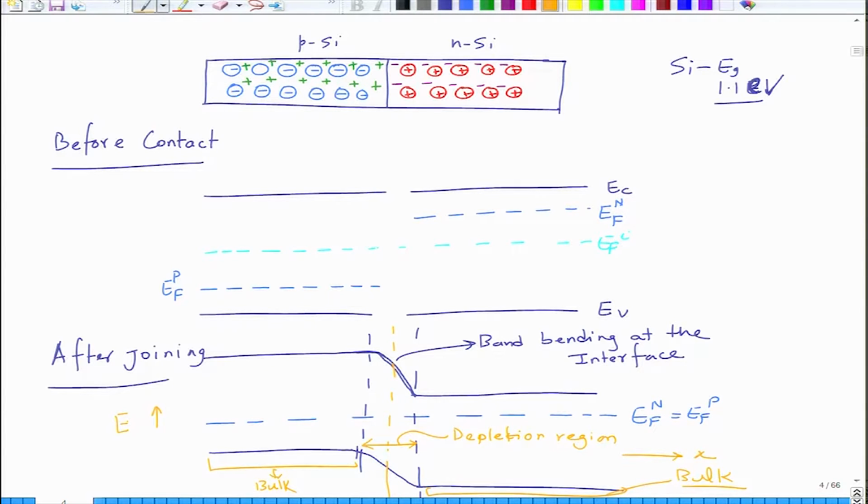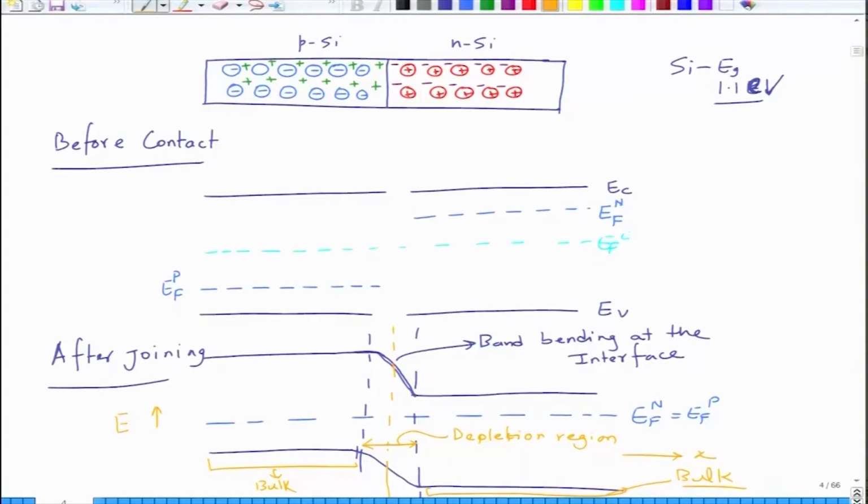If you have a variation in energy as a function of distance, it means you have a built-in electric field, because energy can be related to potential, you just have to put a minus and correlate it to the electron charge. So since E can be related to V, and V is related to the electric field, and since there is a variation in the potential in the device, you have an electric field. So this is called the built-in electric field. We will see what it is.